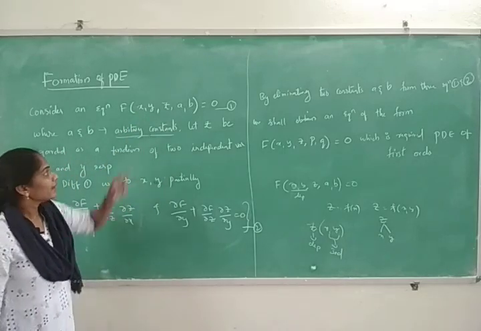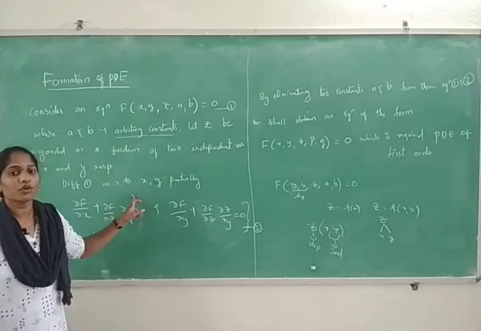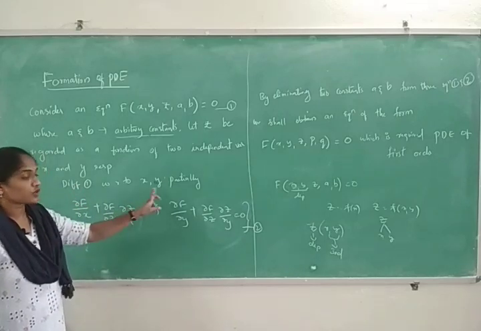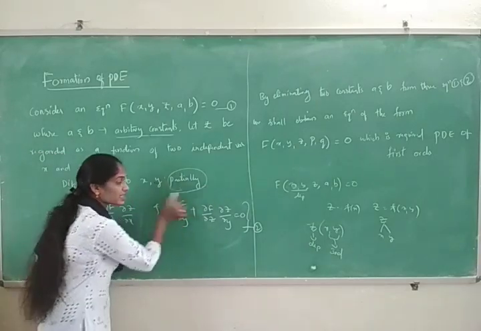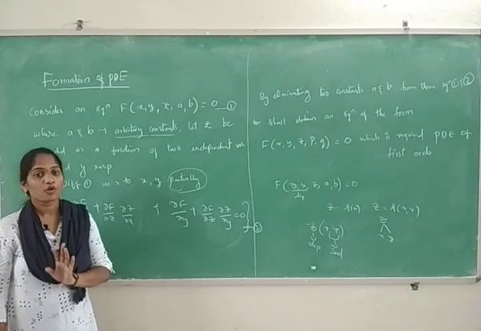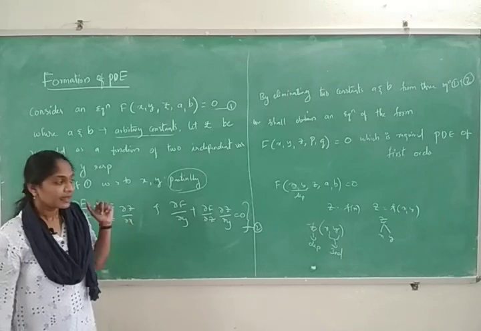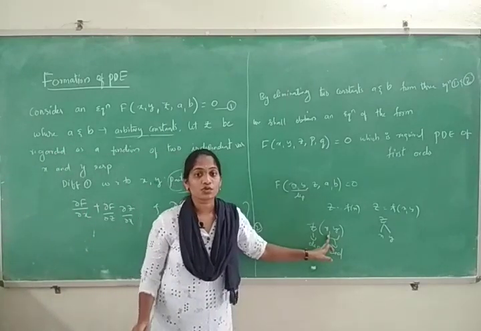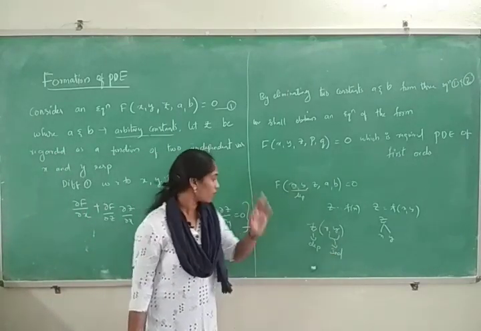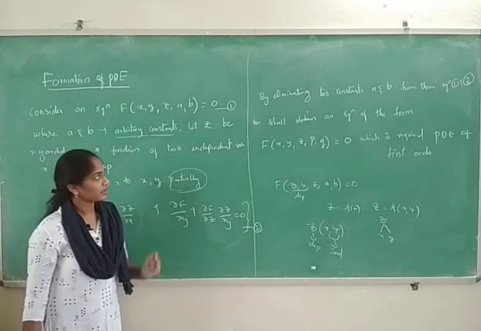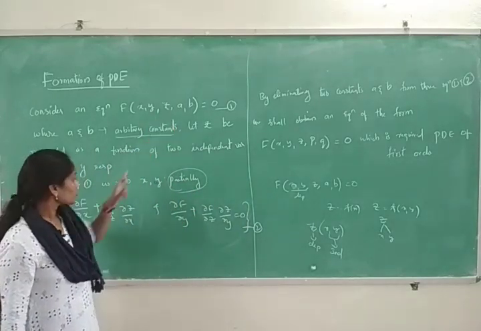First, what do we have to do? For the given equation, differentiate with respect to x comma y. The word is partially, you are including that partial. Why? Because here you have two independent variables, so you are using the word partially. So this is your equation, and you have to differentiate.